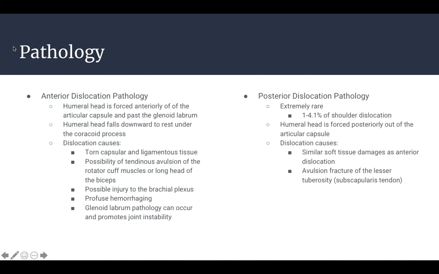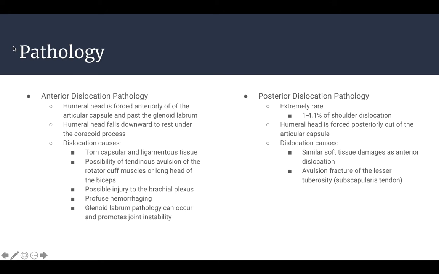Next, we have the pathology for dislocation. So an anterior dislocation happens when the humeral head is forced anteriorly out of the articular capsule and past the glenoid labrum, and then the humeral head falls downward to rest under the coracoid process.